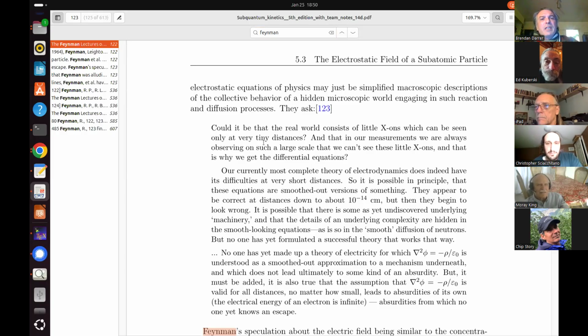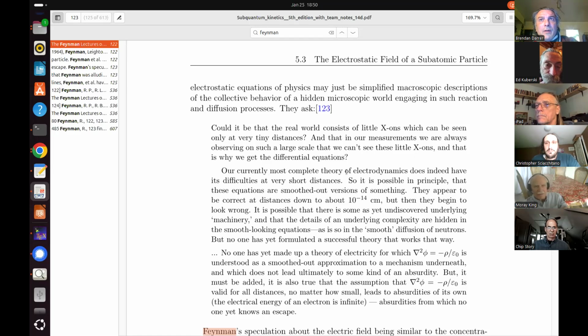Maxwell's equations are based on experiment, not first principles of mathematics. They're derived from experiment. Could it be that the real world consists of little exons which can be seen only at very tiny distances, and that in our measurements we are always observing on such a large scale that we can't see these little exons, and that is why we get differential equations?